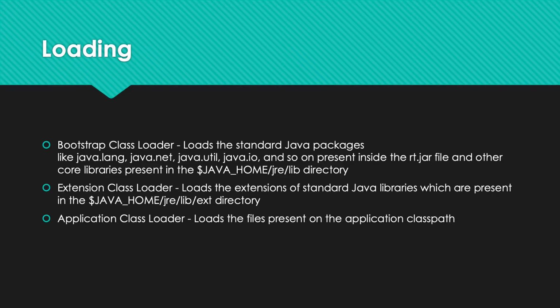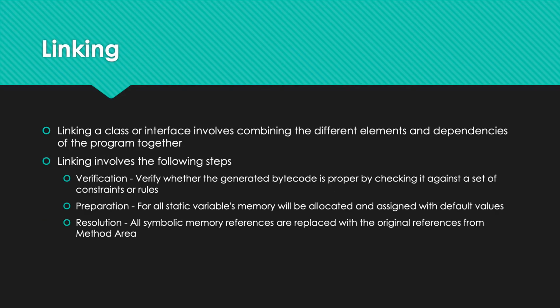Now if you go to the second one, the extension class loader, this is just for loading the extensions of the standard libraries which we just saw in the bootstrap class loader. These are usually present in the ext directory. The third component is the application class loader, which is responsible for loading all the class files in the application, which are essentially the files in your application class path. Right, so this is just about the loading component in the class loader subsystem. If we move on to the next one, which is linking.